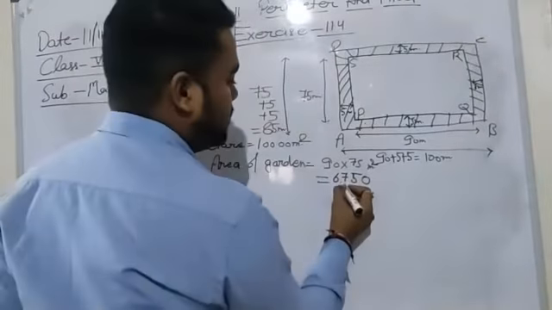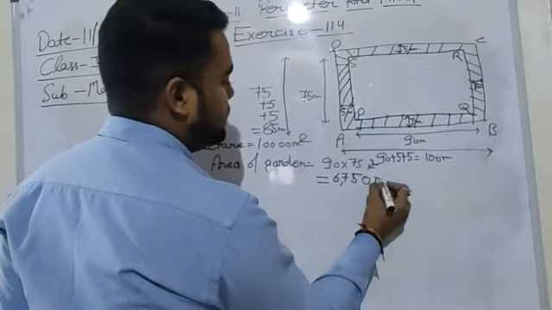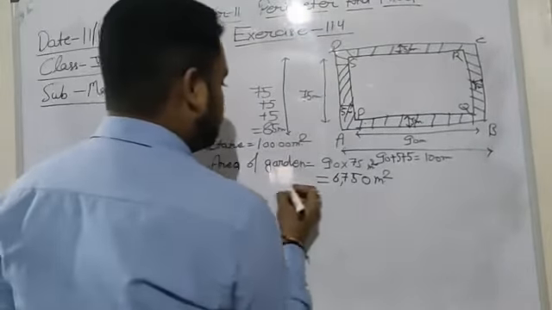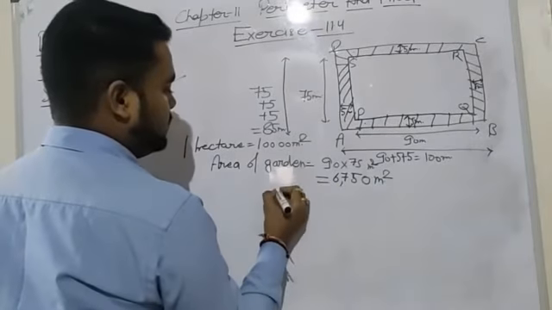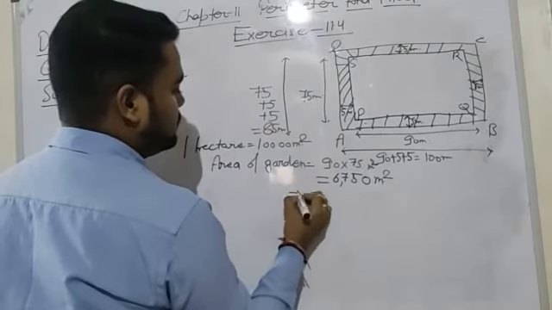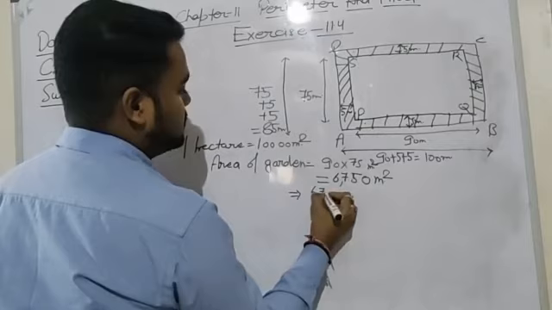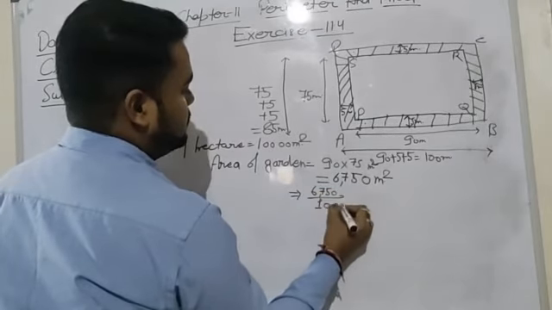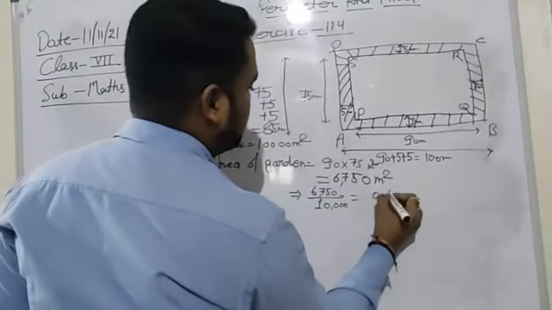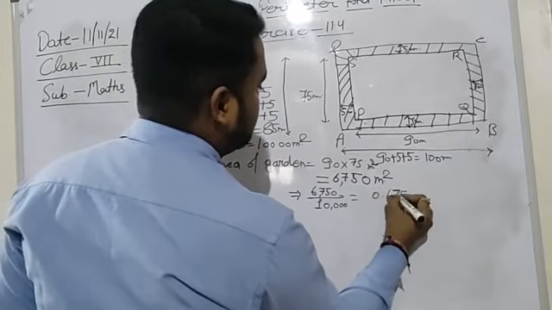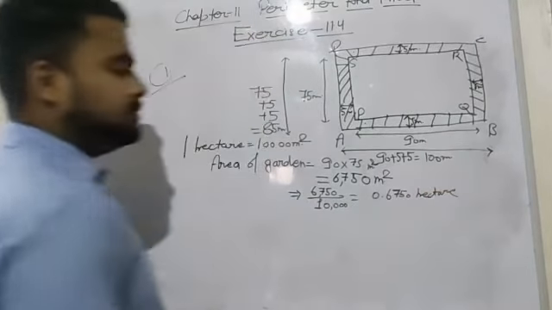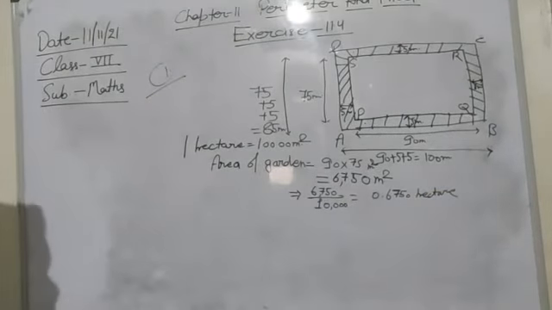Now 6,750 meter square is the area of the garden. Now when you convert it to hectare, it will be 6,750 upon 10,000, which is 0.6750 hectare. Okay, this is the method of how to convert a unit to another unit.